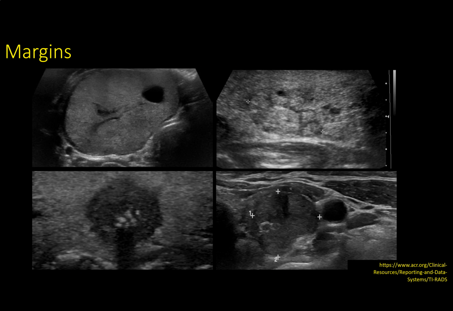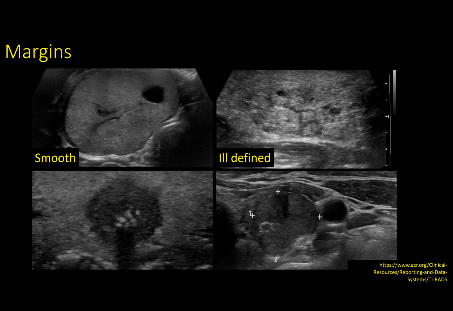There are 5 categories of margins. Margins generally are best seen along the anterior border of the nodule, which is perpendicular to the beam, although evaluating the lateral and deep margins may be necessary in some cases. So you can have smooth, which you should be able to trace out with a pencil, and it should be a smooth curve, resulting in a ball or a bean bag, if you will.